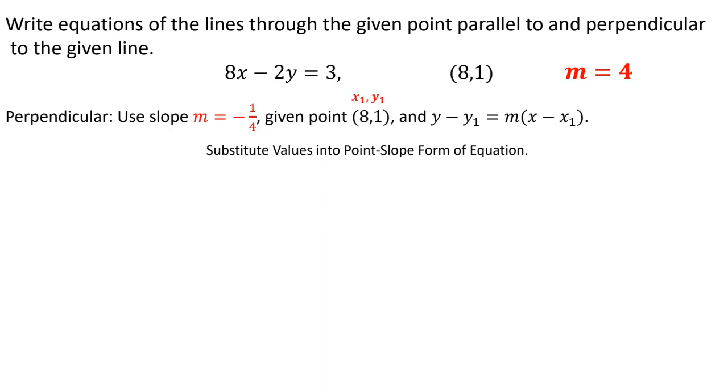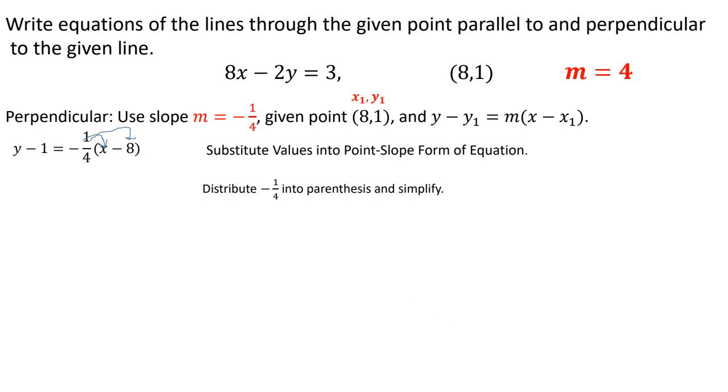Okay. If it's perpendicular, then you want to find the negative reciprocal of the slope of the first line. The slope of the first line was 4. So here's my negative, and then the reciprocal of 4 is 1/4. Now we're going to do the same thing, but instead of using 4, we're going to use -1/4. So we plug in our values. We have y minus 1 is equal to -1/4 times x minus 8.